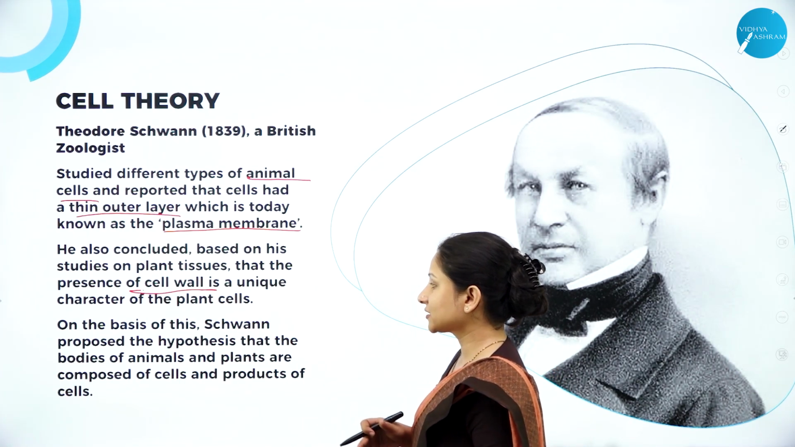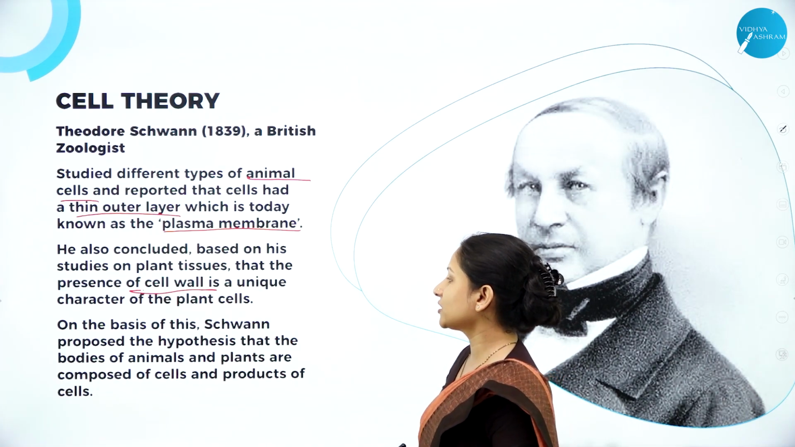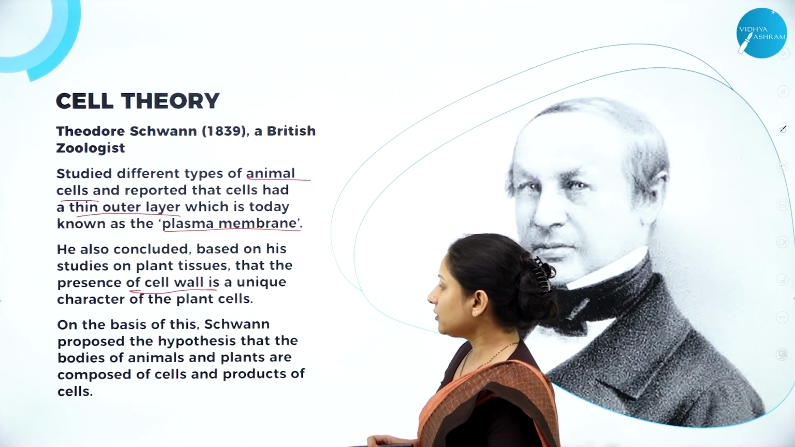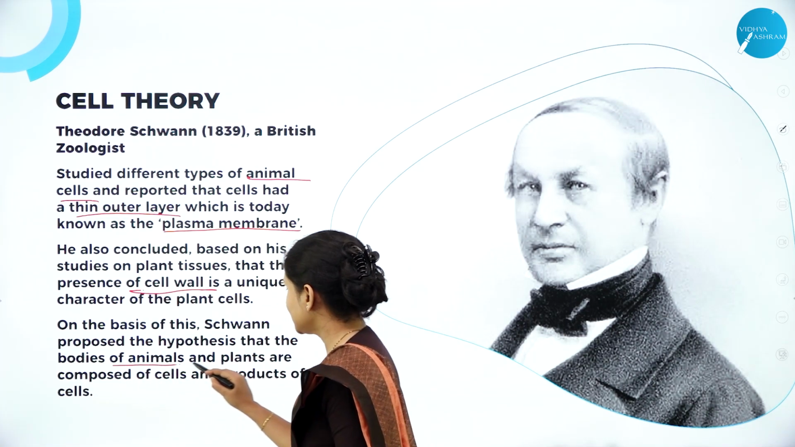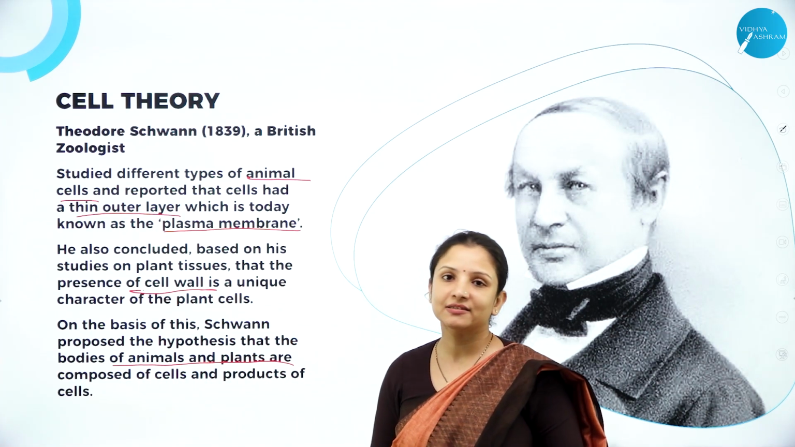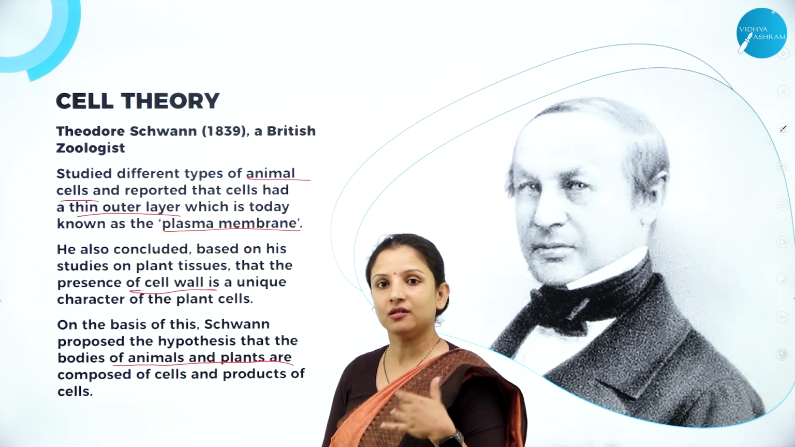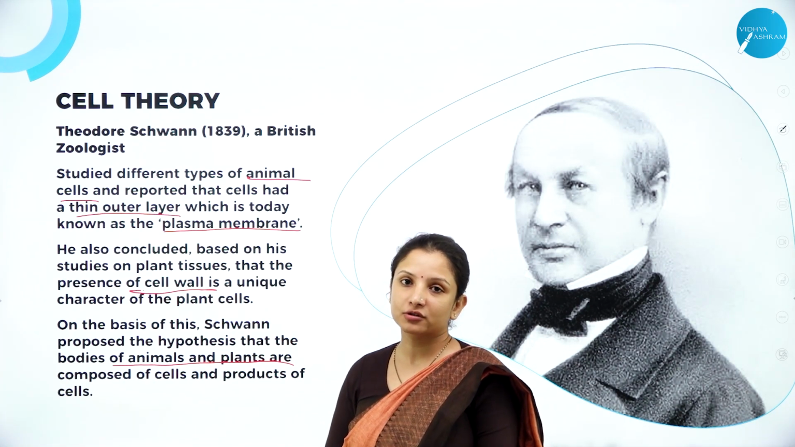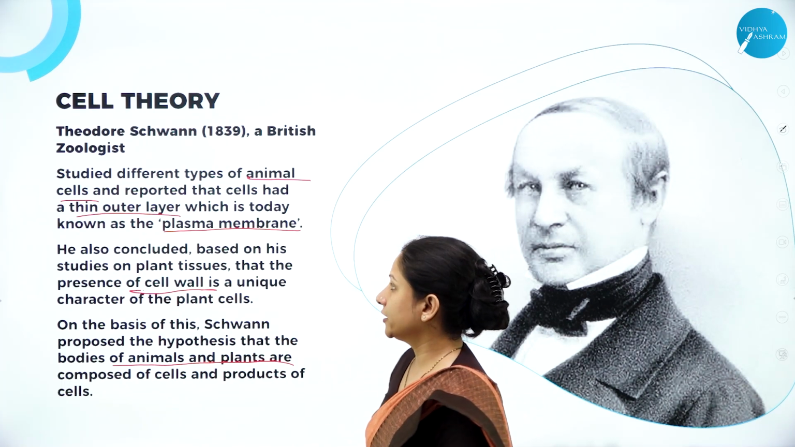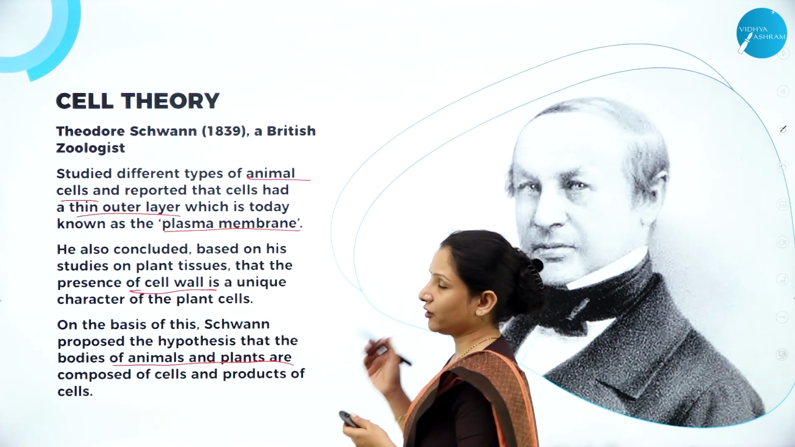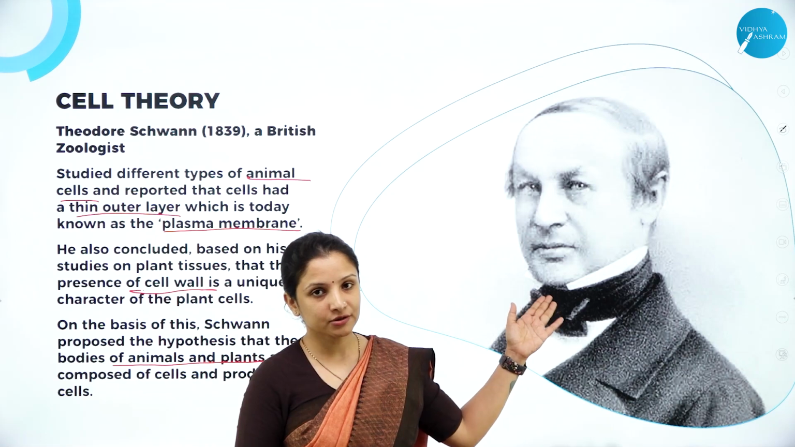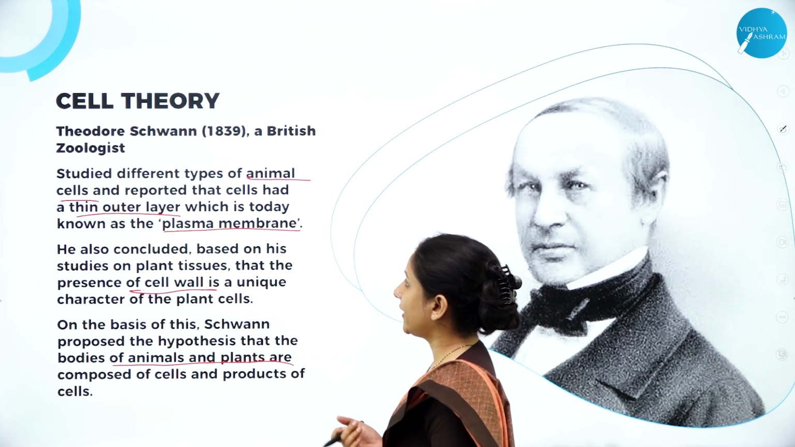On the basis of this, Schwann proposed a hypothesis that all animals and plants are composed of cells and the products of cells. Of course, they are made up of different types of cells and the products of cells. What are the products of cells? They are organelles and all that. So, this is Theodor Schwann, who was a zoologist. This was his finding.